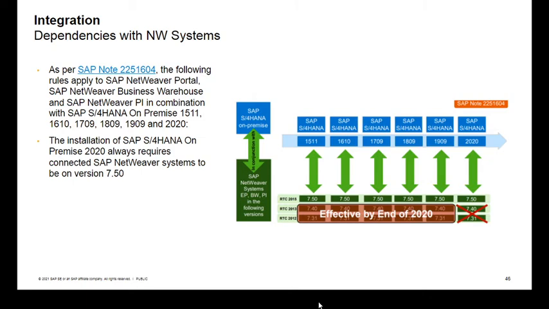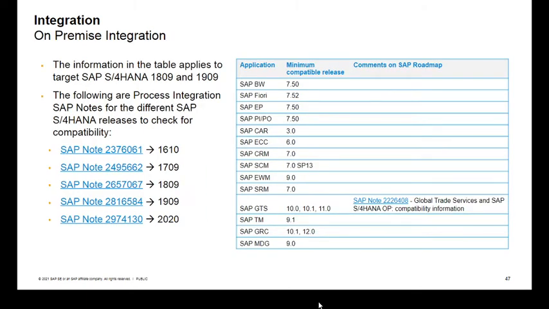Okay. It comes with a list. This is just a short listing of what is in that list. So you can see certain minimum compatible releases for your NetWeaver systems and also for other application solutions here. If you're integrating with CRM, supply chain management, extended warehouse management, and so on, there are certain minimum releases. And there is one node for each release. So if you're going to the latest S4HANA release, which we would, of course, recommend, then you look at the node at the bottom here, 2974130.